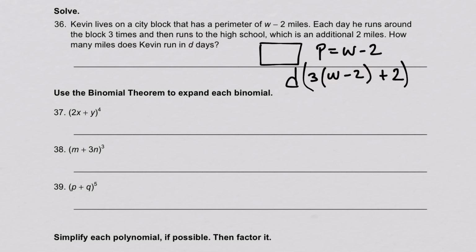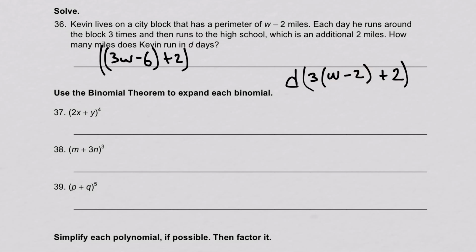I'm assuming the problem probably wants you to expand it as much as you can. So let's go ahead and do that and not leave it in this form. Okay, so here we go. Let me erase this part so I can do my work. So inside of the parentheses, the first thing I'm going to do is distribute the 3 right there and right there. So that's going to give me 3W minus 6 plus 2 times D, like that.